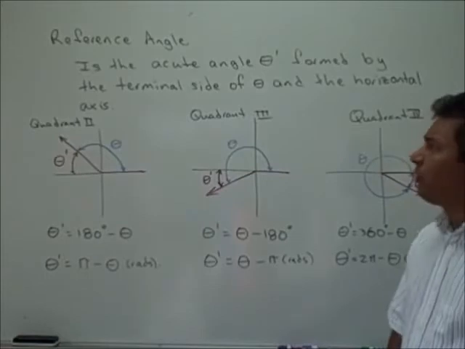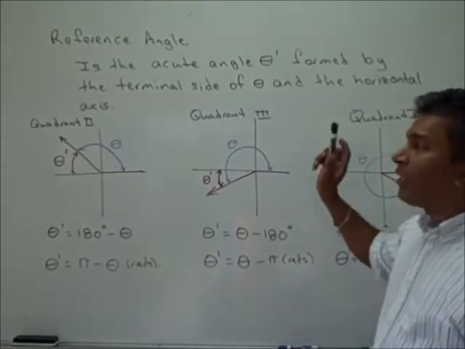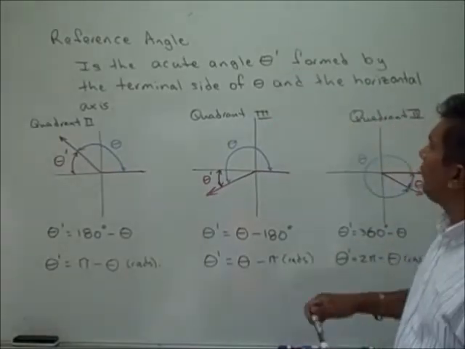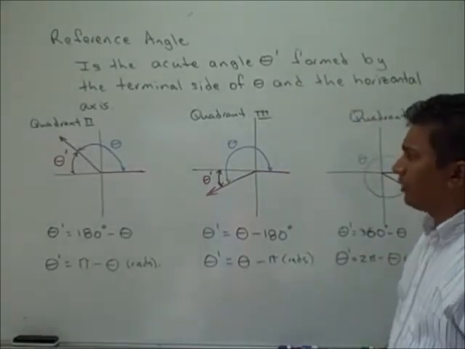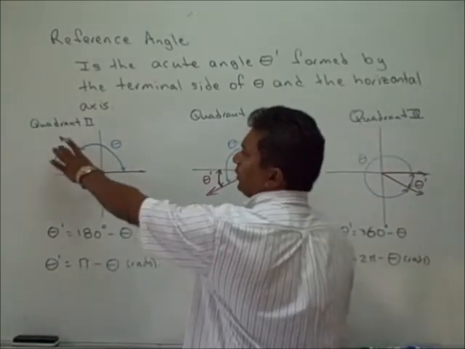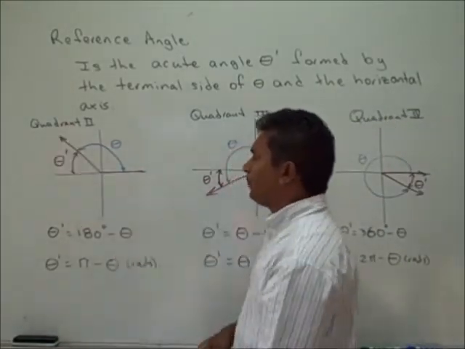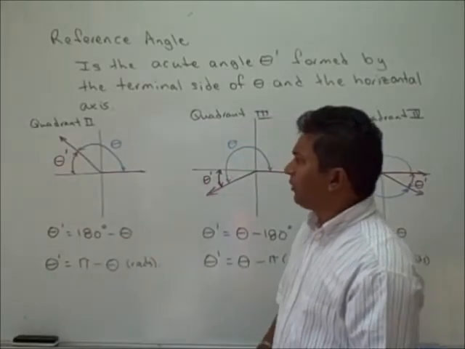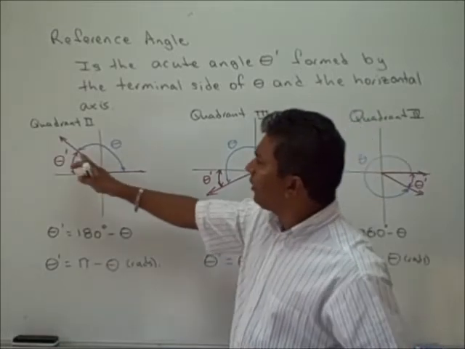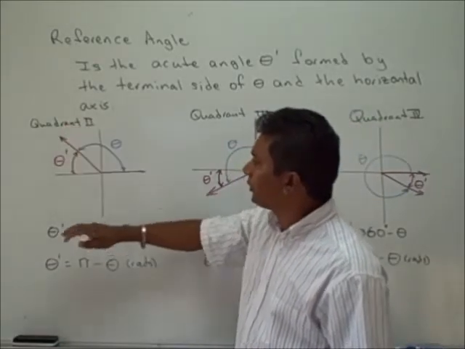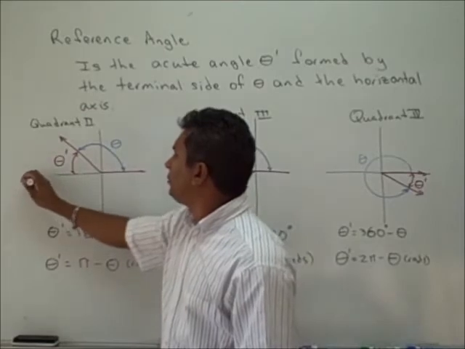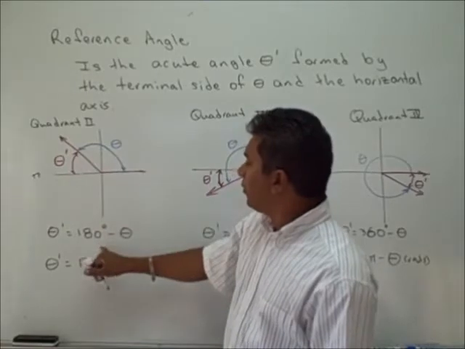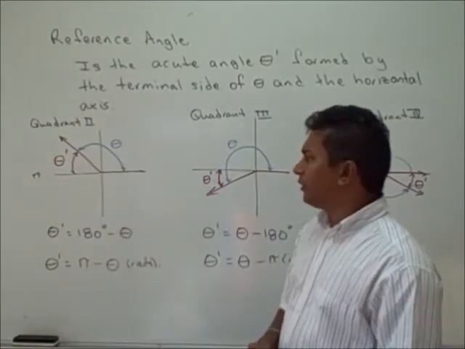In this section we're looking at reference angles, and a reference angle is the acute angle theta prime formed by the terminal side of theta and the horizontal axis. So here in quadrant 2, this is our terminal side of theta, and the acute angle between here is theta prime and is known as our reference angle. To find the reference angle in the second quadrant, since our angle here is pi or 180 degrees, it will be 180 minus theta or pi minus theta in radians.